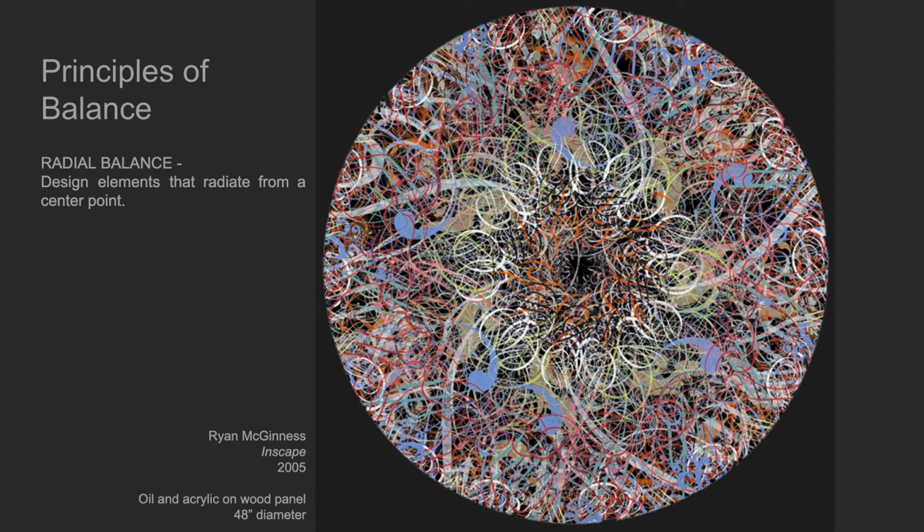Radial balance. This is an example of radial balance. The artwork doesn't have to be in a circle, but all of the elements in the artwork need to be radiating from a central area. Imagine a wagon wheel. The wagon wheel is technically balanced, and it's all radiating from a central area.